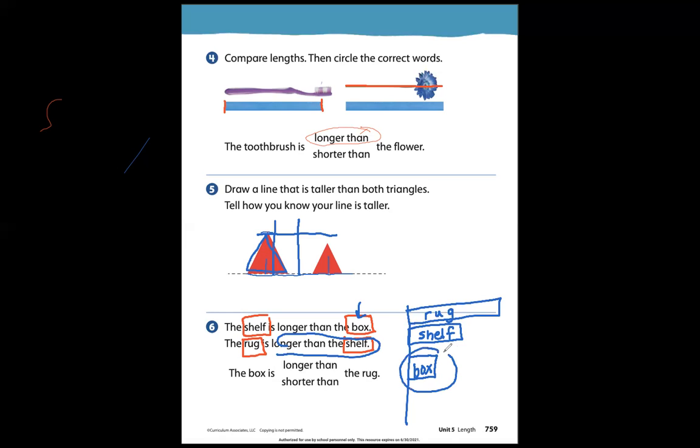So now we're going to compare the box and the rug. And we read from left to right. So here it says the box is longer than the rug. Here's the box. Is the box longer or shorter than the rug? Here's my rug. We're talking about the box though. Is the box longer or shorter than the rug? Right, the box is shorter than the rug.